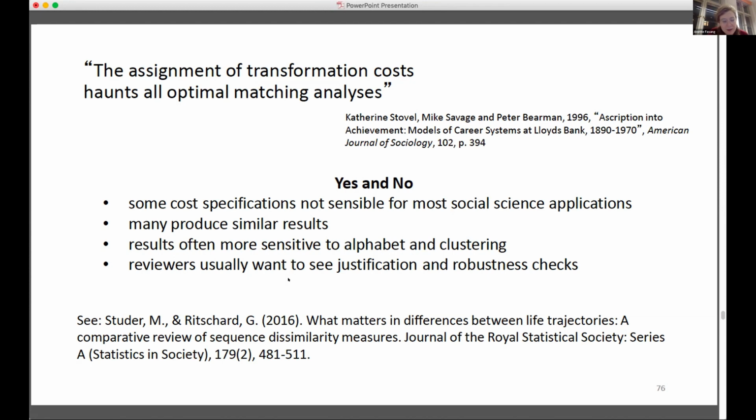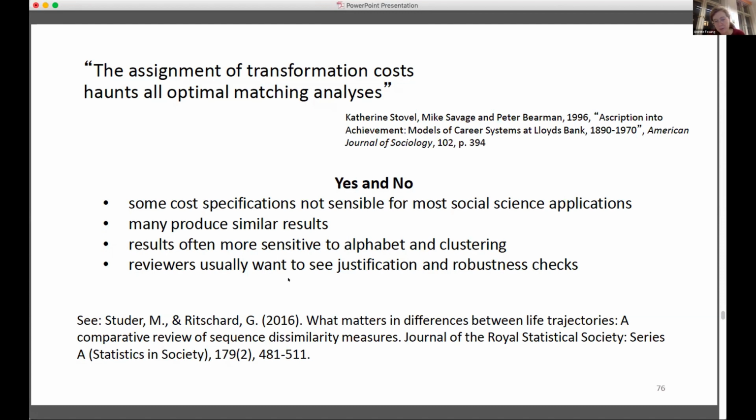And again, here there's work by Matthias Studer, also a member of the Geneva team, who also programmed the WeightedCluster package, the clustering for sequence analysis, and was also one of the really major figures in the TraMineR group. They have a 2016 paper, What Matters in Differences Between Life Trajectories: A Comparative Review of Sequence Dissimilarity Measures. And this has become the go-to reference where you say, for this and that reason, I choose this dissimilarity measure. Because what they did is, again, look at a very wide variety of existing ones.